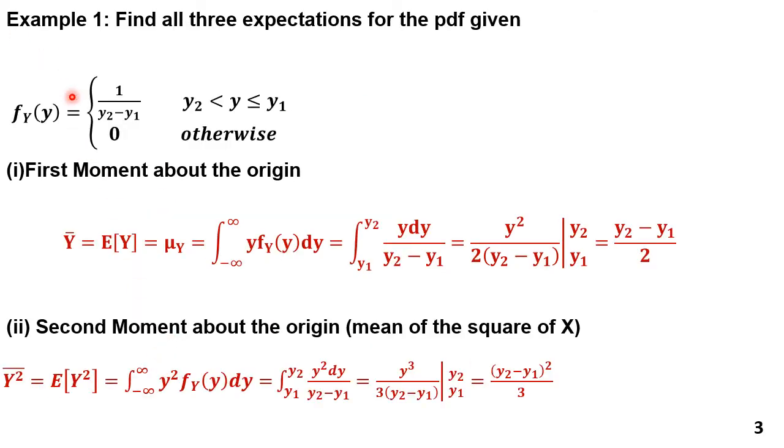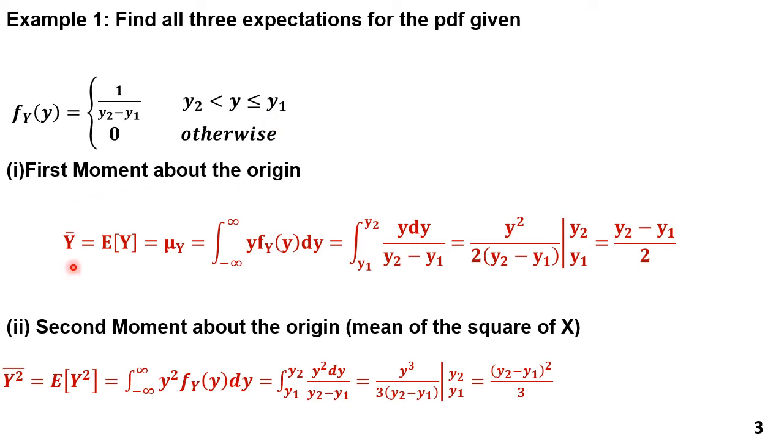Some examples, to understand how to calculate the expectations given the PDF. Let us take the first example. Fy of y is defined as 1 divided by y2 minus y1 within the limits y1 and y2. We have to calculate all three expectations. First, the moment about the origin.